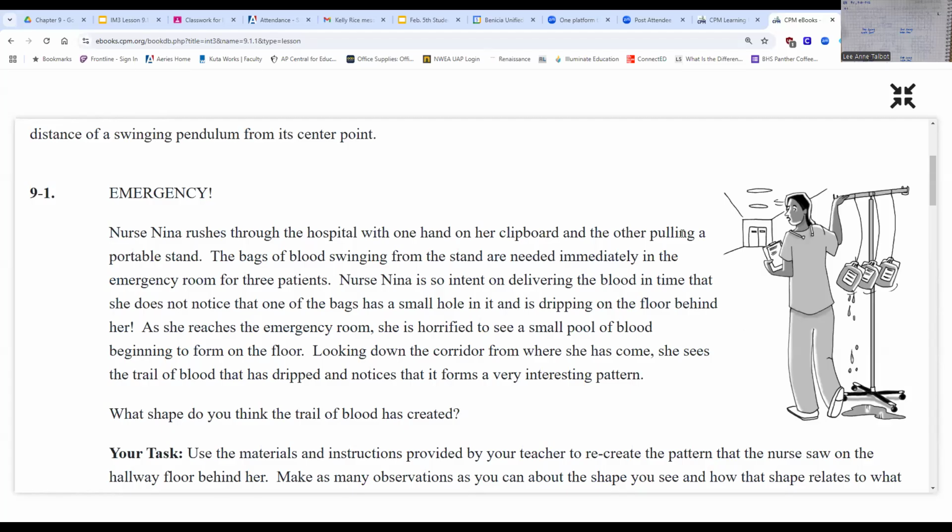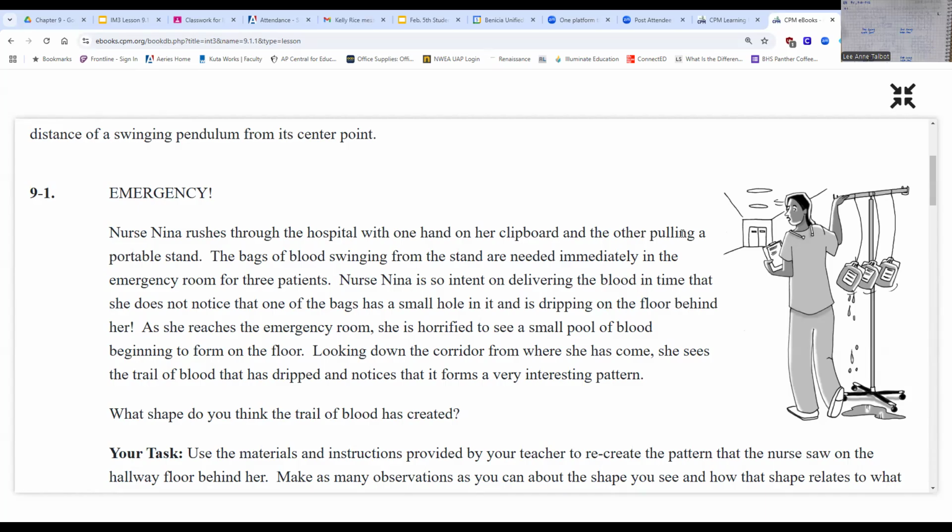All right. 9-1, emergency. Nurse Nina rushes to the hospital with one hand on her clipboard and the other pulling a portable stand. Her bags of blood swinging from the stand are needed immediately in the emergency room for 3 patients. Man, if you weren't awake before, now you are. Nurse Nina is so intent on delivering the blood in time that she does not notice that one of the bags has a small hole in it and is dripping on the floor behind her.